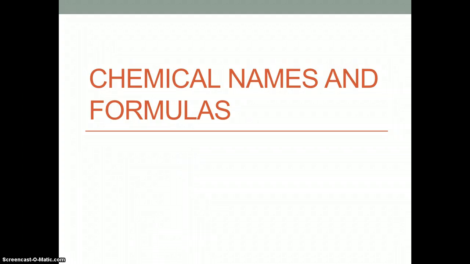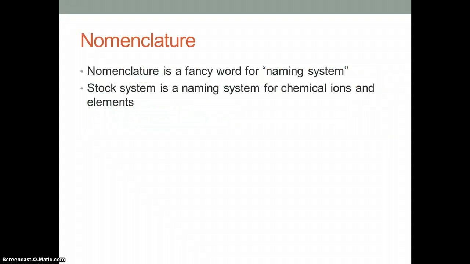Okay, so we're going to talk about chemical names and formulas. To start off, we need to have a little vocab lesson. One word you need to know is nomenclature, and this is basically a word that means naming system. So I'll refer to things as either "this is how we name it," or "the nomenclature for this." So be used to that word.